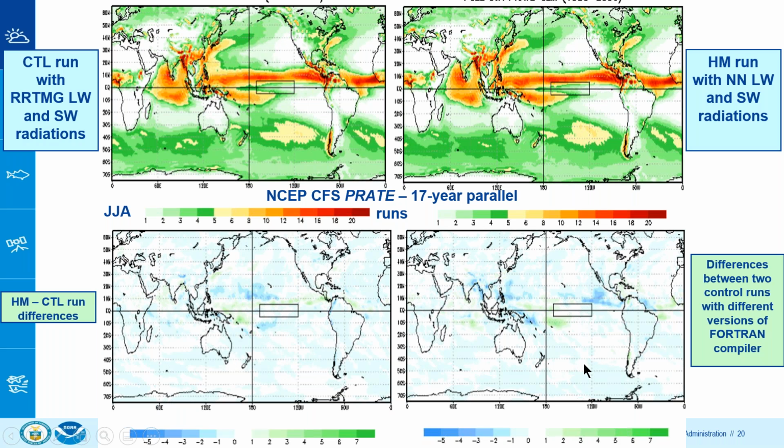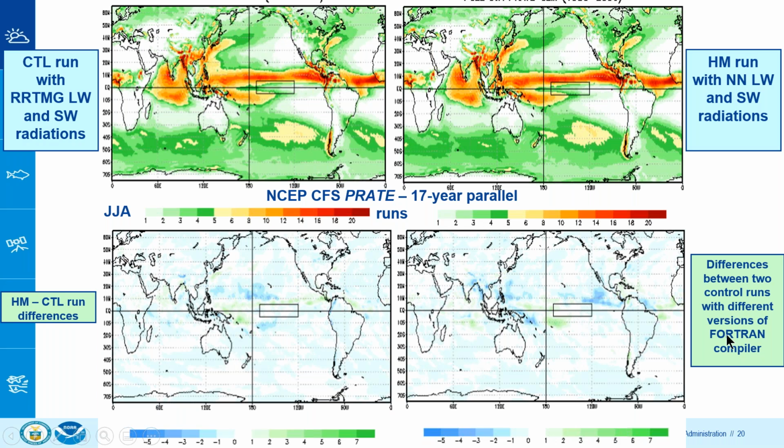On the right, the lower right shows the difference between two control runs with a completely physically based model with physically based parameterizations, but with different versions of the compiler.